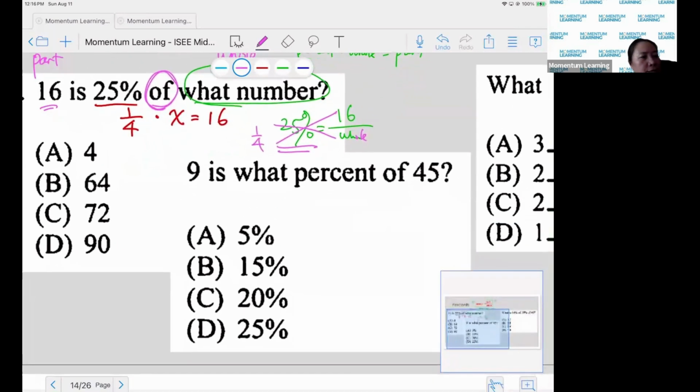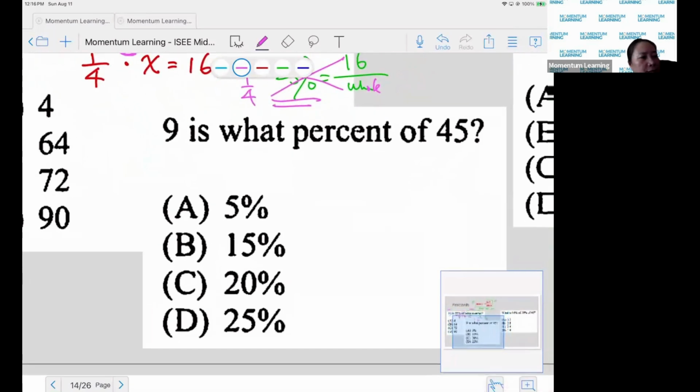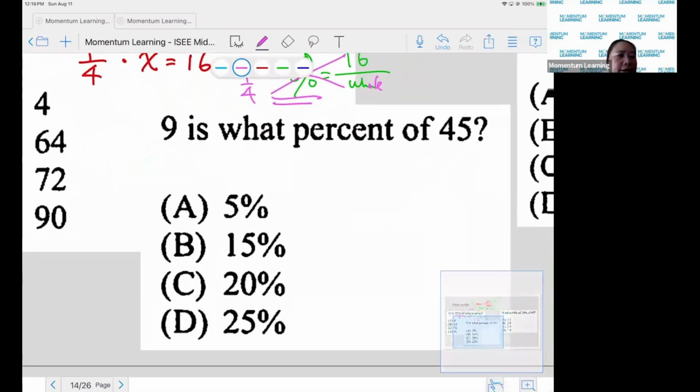Okay, so let's look at the next one. 9 is what percent of 45? So this time we need to find what is the percent. We already know the part, we already know the whole. So what is the percent here?